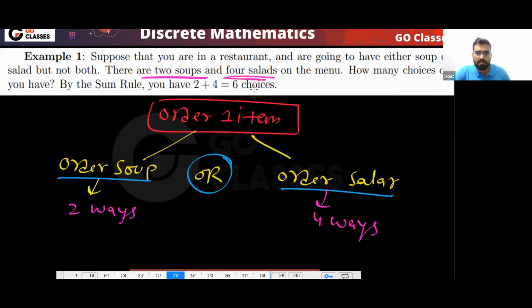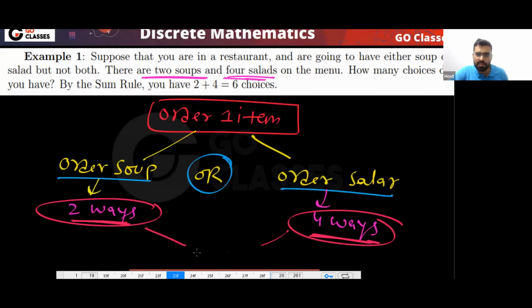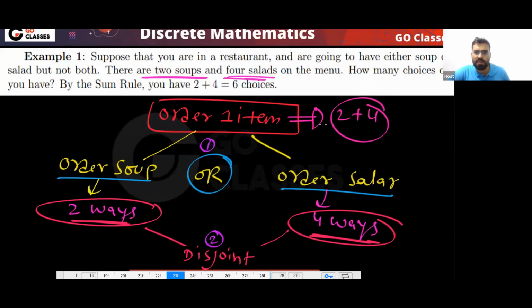Are they disjoint? Can I say soup, comma, salad, these 2 ways, are disjoint? Yes, they are disjoint. Soup, comma, salad have nothing common. So finally, how many ways to order one item? That will be 2 plus 4. So remember, condition 1 is also satisfied and condition 2 is also satisfied. So I can say the answer will be 6 ways.